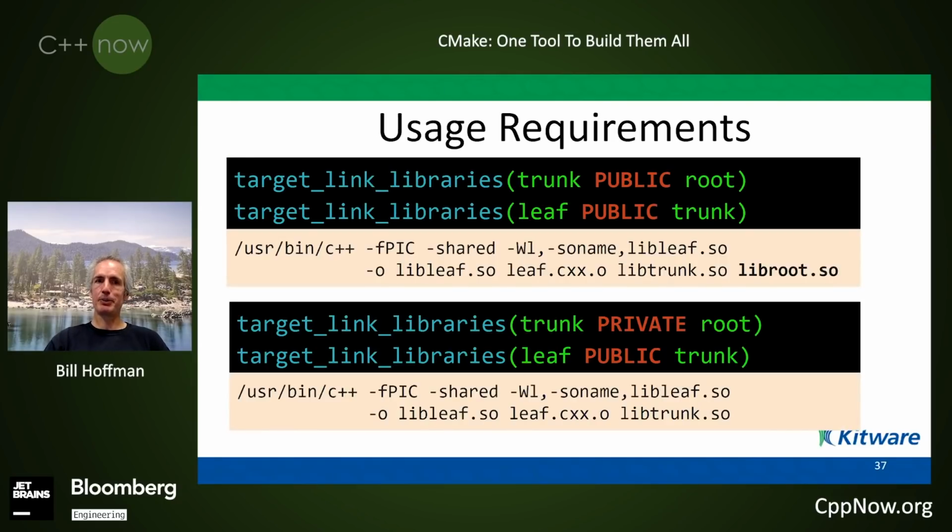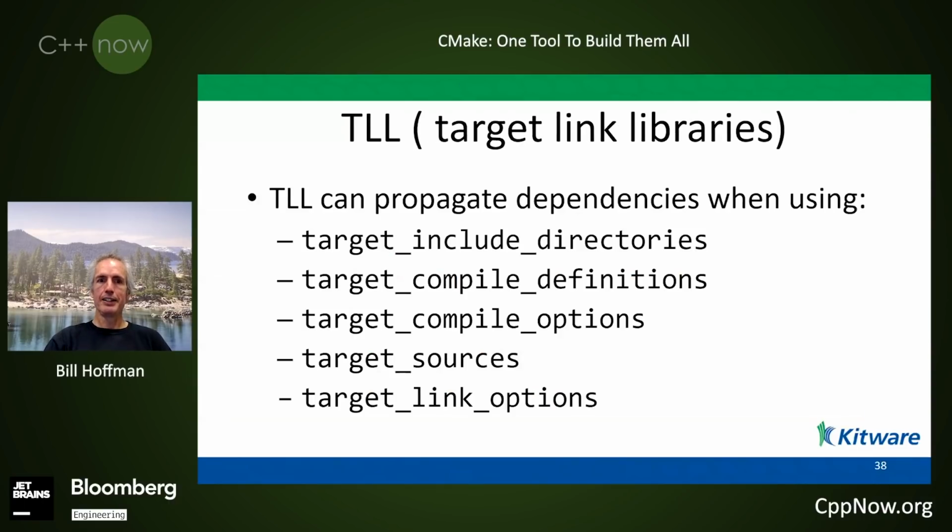So let's look at a quick example here. We have a library called trunk, and we're going to use target link libraries to link it publicly to root, and then leaf is going to publicly link to trunk. Then you can see when we compile our leaf library that it is linking to trunk and root. And below, if we say that root is private, you can see that when it builds leaf, it no longer links to root. Target link libraries can propagate dependencies for target include directories, compile definitions, compile options, target sources, and link options.